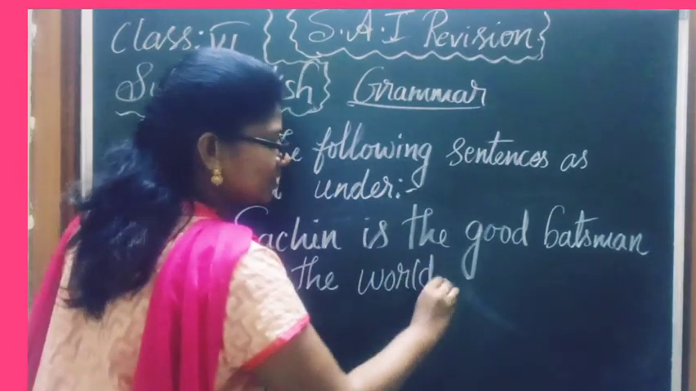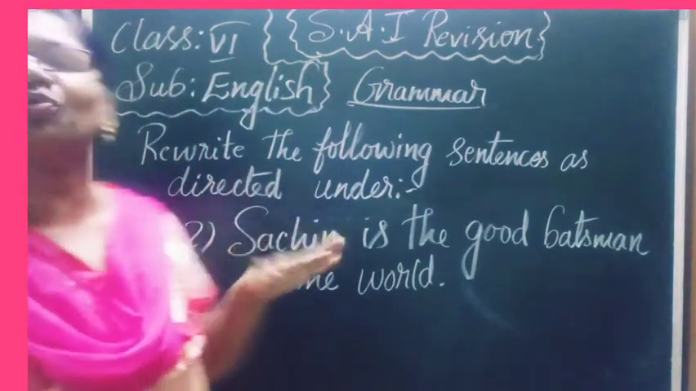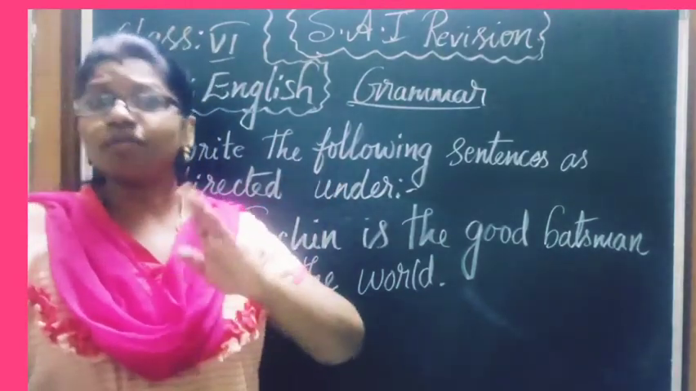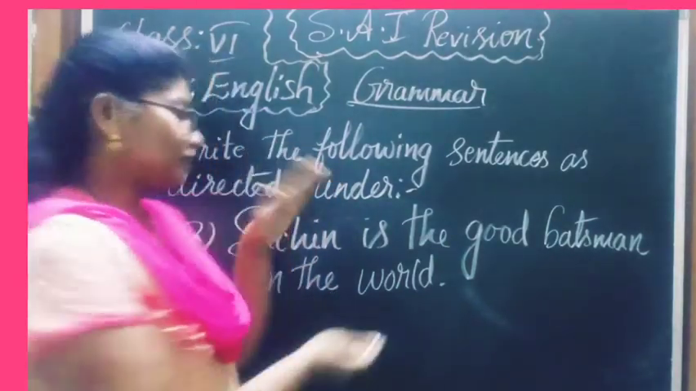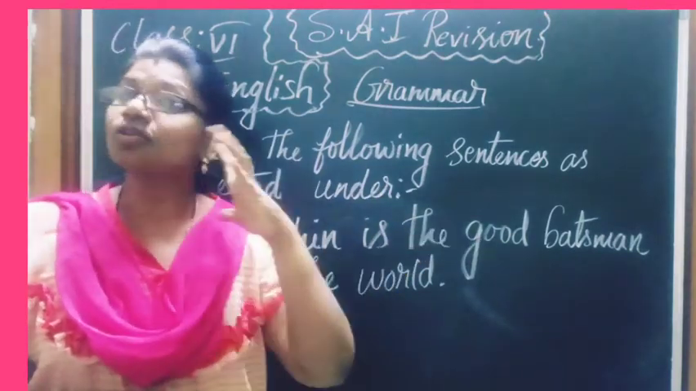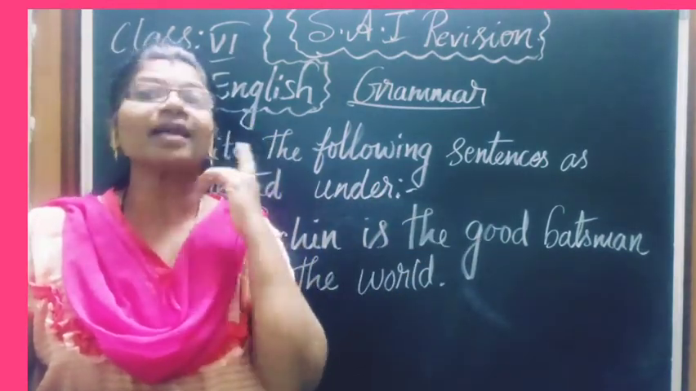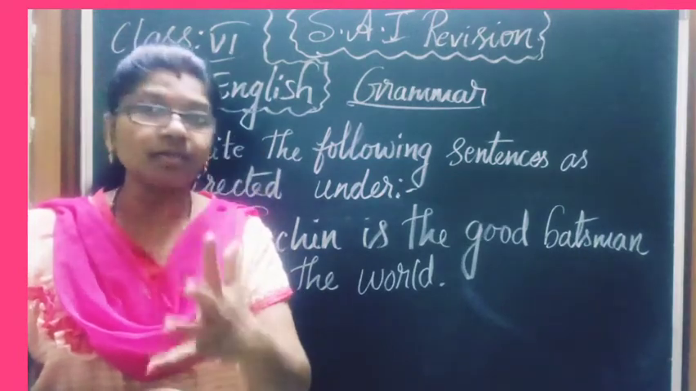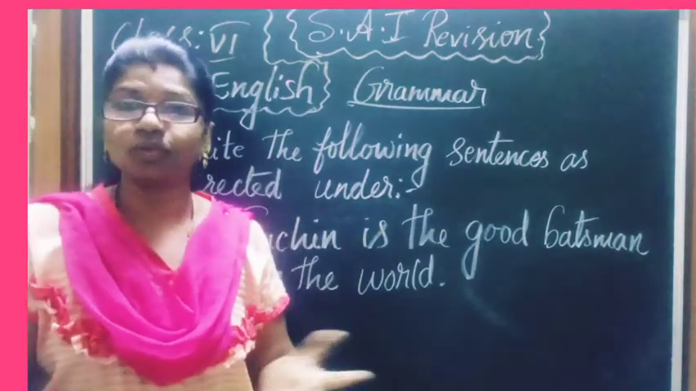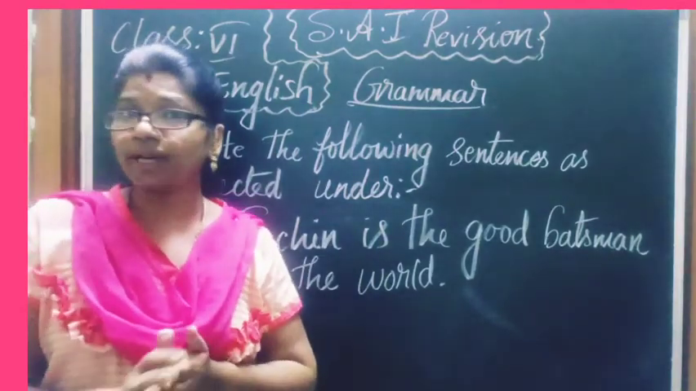In this sentence, we are comparing Sachin with the rest of the batsmen in the world. So, what form of degree should be here? It should be the superlative form. If you compare a person or a thing or an animal or a place with the rest, with many or more than two, you need to use a superlative form.